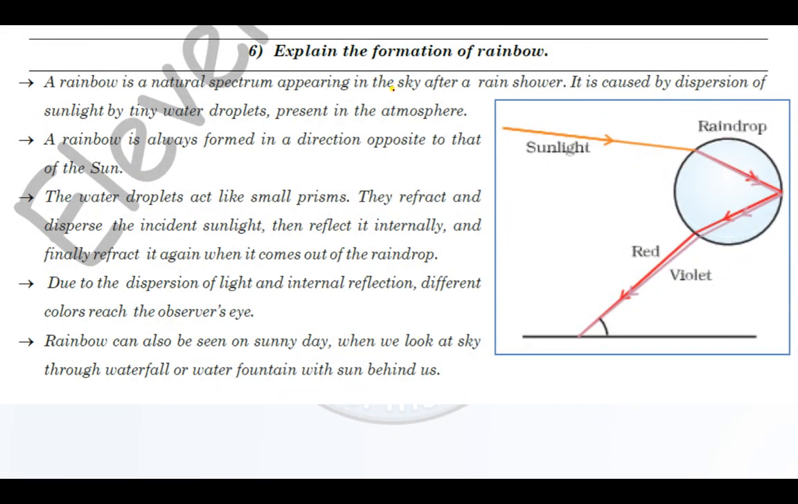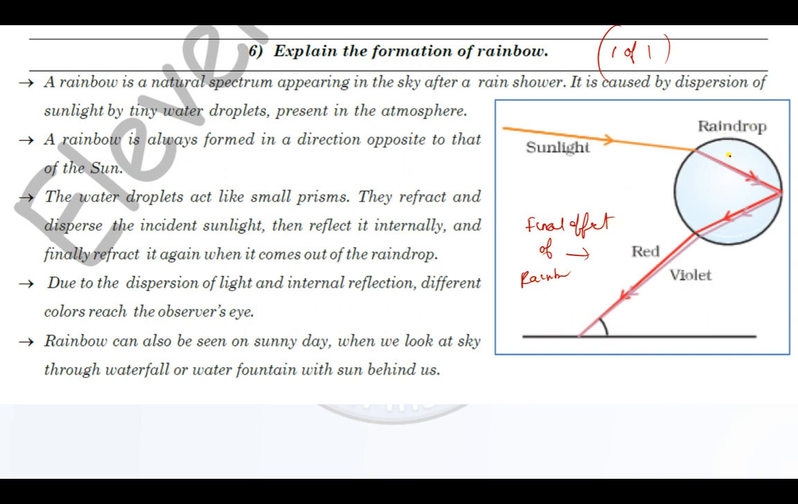Explain the formation of rainbow. Fine, and this is the answer itself. Only 1 page is over here, 1 of 1. This is the image given in the textbook. Now, this image is showing that the red is at the top and violet is at the bottom. So they have shown us the final effect of rainbow. This image is showing the final effect of rainbow.